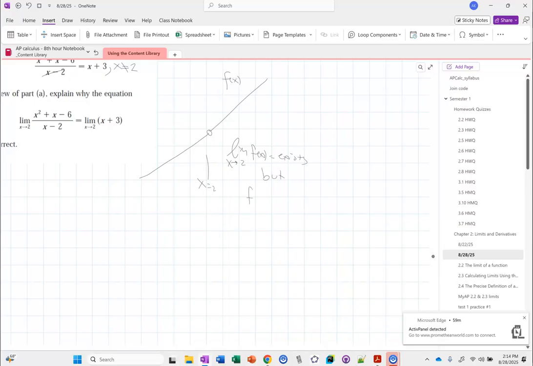But f of 2 is undefined. Okay. Right? And those two things can happen. The limit can exist even though the function has no value there. Or you could have this, where the limit doesn't exist and the function has no value there. So just because one is happening doesn't guarantee the other one does. Okay. Right? Feel good?